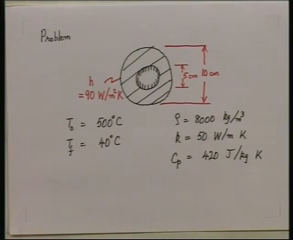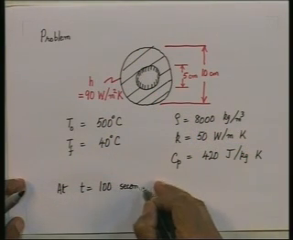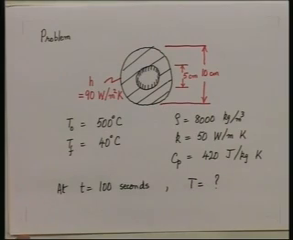Find the temperature of the sphere after 100 seconds have elapsed. Find the temperature at any point in the sphere after 100 seconds have elapsed. At t equal to 100 seconds, capital T is equal to what? Find the temperature in the hollow sphere at any point after 100 seconds have elapsed. Now, the first thing we have to do is to find the Biot number for this metal sphere. So, first let us now calculate the Biot number.